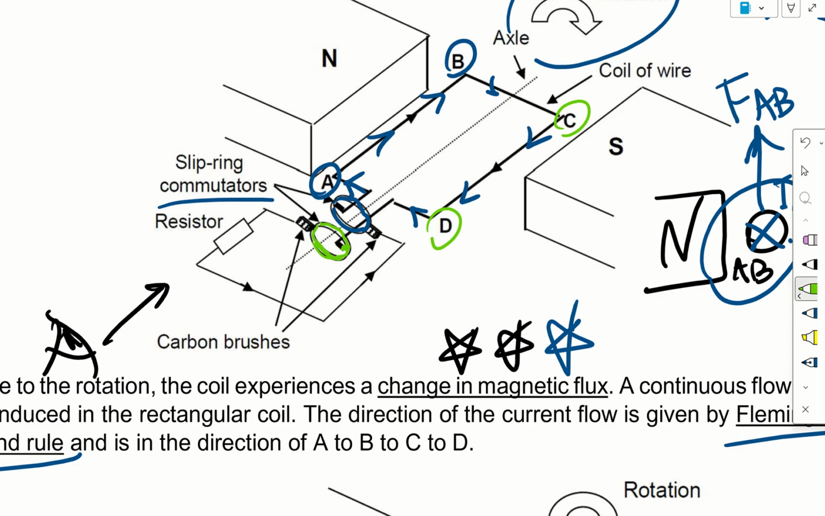We see that the current is going from A to B to C to D. If we were to trace out the direction of the current, it will be in this direction. Let me use a different color. It will then be flowing in this direction. Sorry, I think I made a mistake here.